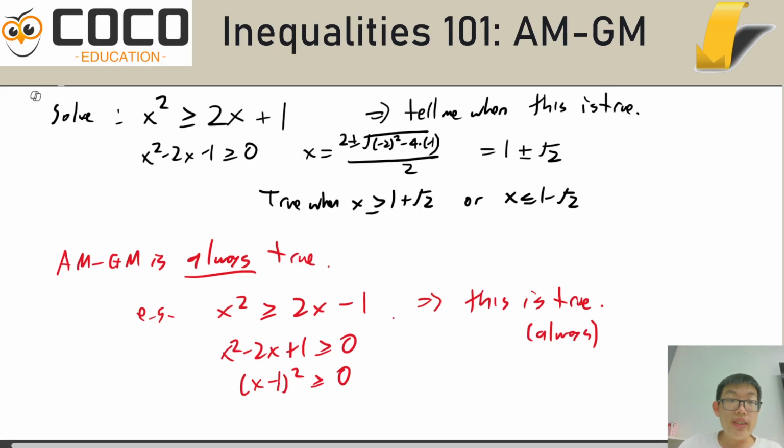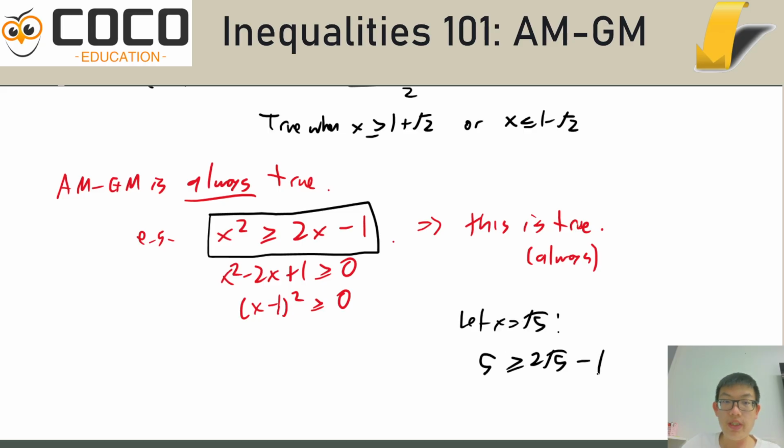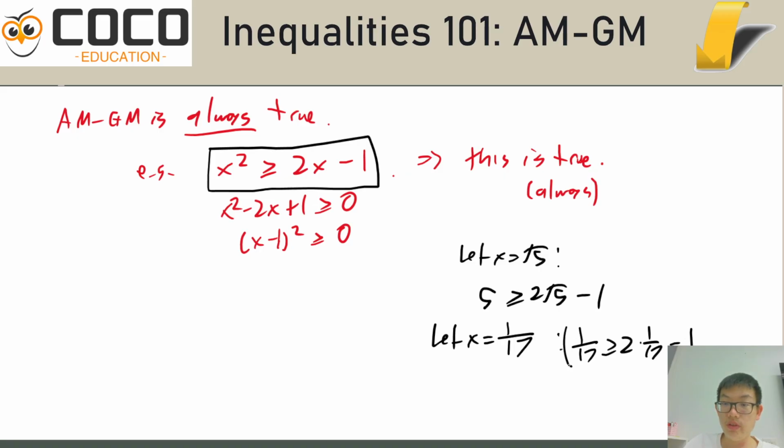Now, if I know that this is true, x squared is greater than or equal to 2x minus 1, this means that it would be true that if I let x equal square root 5, 5 is greater than or equal to 2 square root 5 minus 1. If I let x equal 1 over 17, it's true that 1 over 17 squared is greater than 2 times 1 over 17 minus 1. And this is to be used.